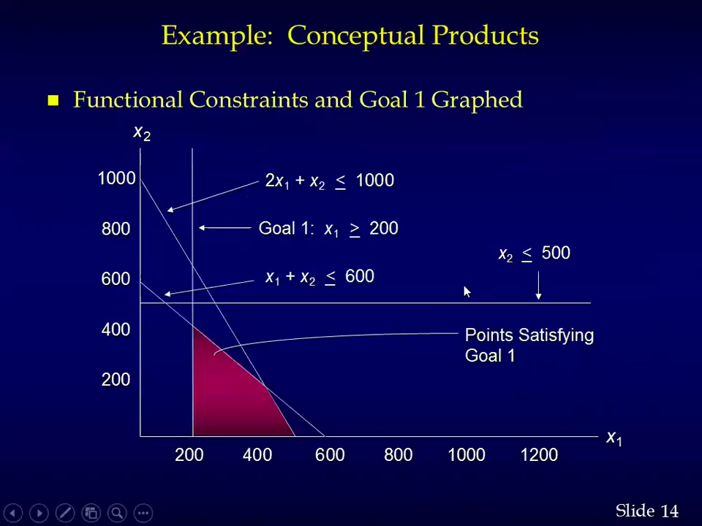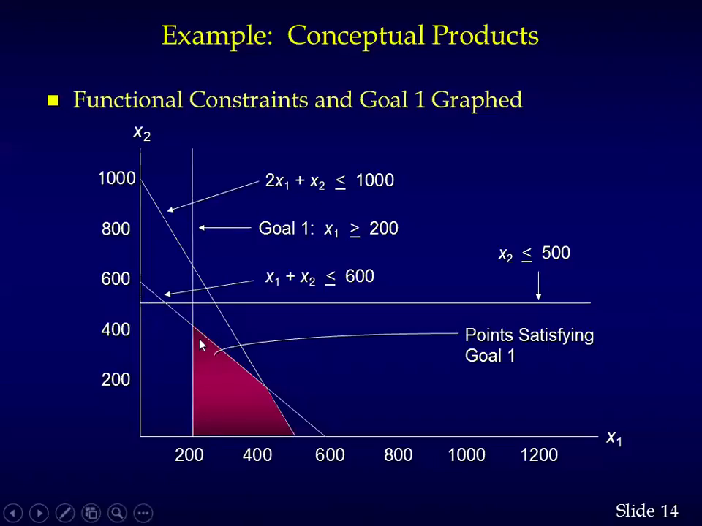So we started with the first constraint, which is x1 plus x2 less than or equal to 600. I'll just use the pointer here. These are the constraints. The first constraint is x1 plus x2 less than or equal to 600. Here, 2x1 plus x2 less than or equal to 1000, that is the floppy disk constraint. And this constraint is x2 less than or equal to 500, the zip disk constraint. Then we put in the first goal, which is x1 greater than or equal to 200. Ordinarily this would have been our feasible region, from here to here.